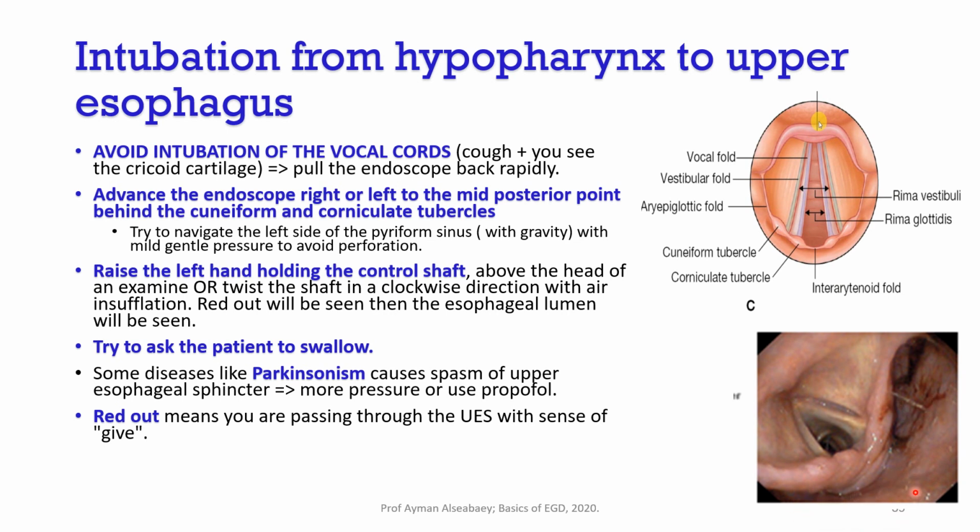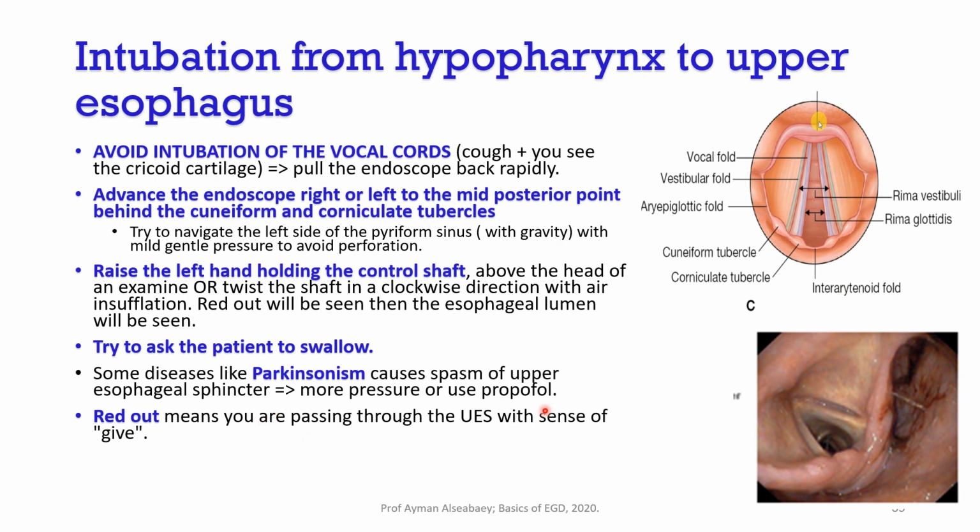Some authors, but it is not common, say that you should push the endoscope to the lateral part of this limb behind the lateral tubercle. Then you do clockwise or anti-clockwise rotation according to whether you use the right part or the left part to navigate through the esophagus. But I prefer that you push your endoscope behind the four tubercles. Sometimes you may have difficulty in negotiating the upper esophageal sphincter, especially if the patient is suffering from Parkinson's.